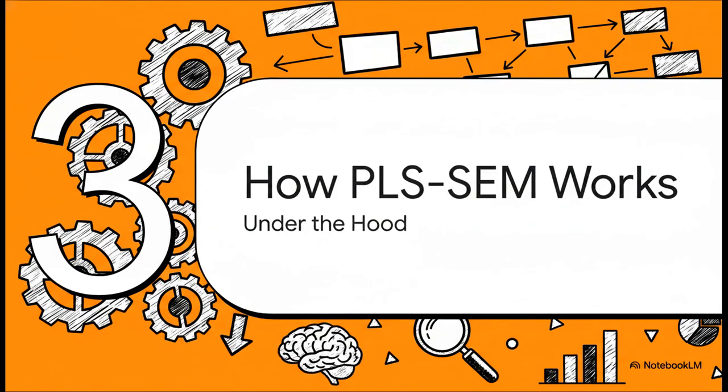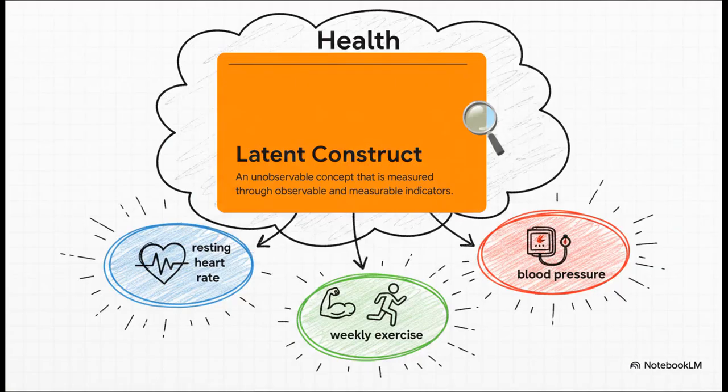All right, so how does this explorer, PLS-SEM, actually work its magic? Let's pop the hood and take a look. And don't worry, we're going to keep the math out of it and just focus on the core ideas that make it so darn useful. So first, we have to really get our heads around this idea of a latent construct. Let's take an example. Imagine you want to measure health. Well, you can't just measure health directly, right? Instead, what you do is you measure a bunch of observable things that reflect health. Things like blood pressure, heart rate, how much someone exercises. In this case, health is the unobservable latent construct, and all those measurements are its indicators.